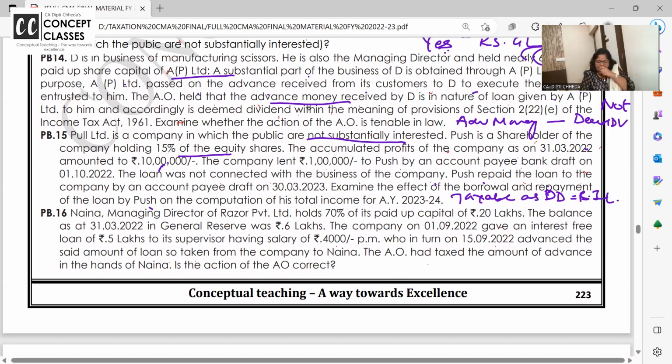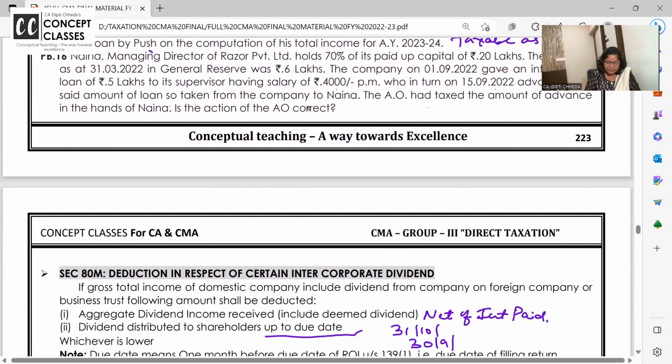Why did you take the loan? कंपनी, प्राइवेट कंपनी जिसमें your share is 15% and you have taken a loan of 1 lakh out of the accumulated profit. This 1 lakh is treated as deemed dividend. Finish. बात ही finish. Then you repay the loan, you do anything. No problem. Easy. Last one.